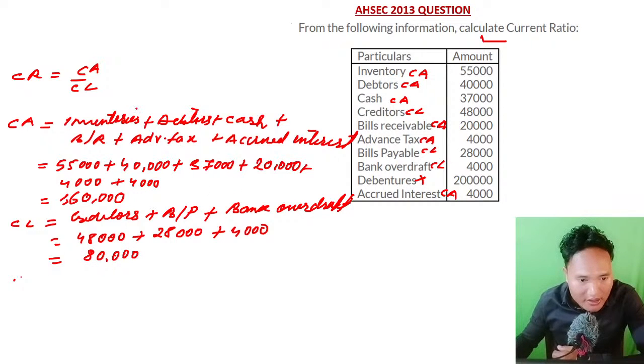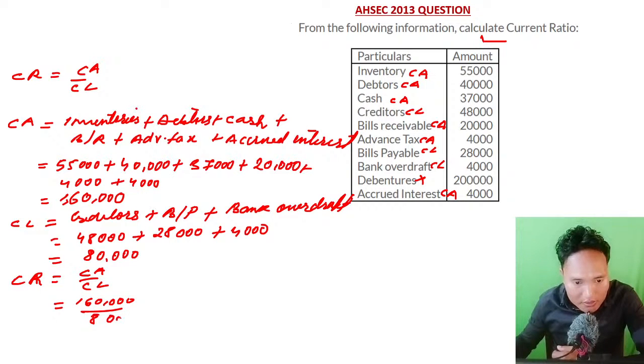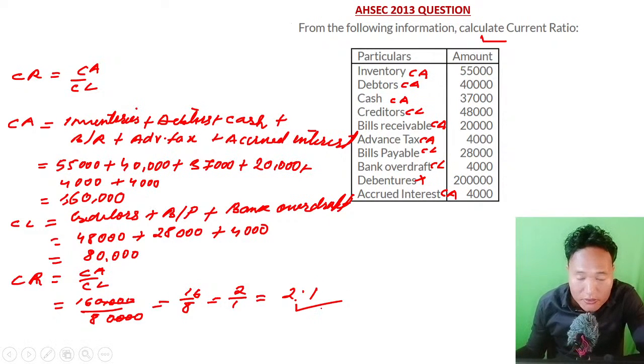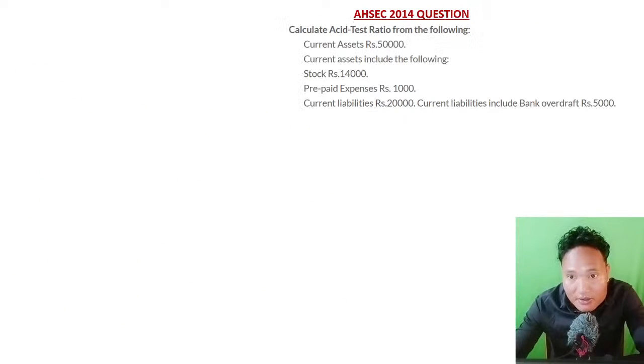We know that current ratio is equal to current asset by current liabilities. Now put the value of current asset, that is 1,60,000 by 80,000. Okay, reduce the zeros and you will get 16 by 8, and 8 into 2 is 16, so it is 2:1. Therefore the current ratio is 2:1. So this is the final answer. Let us move to another question.